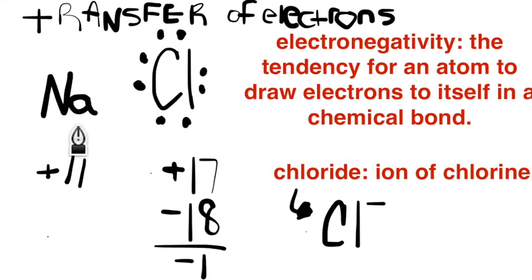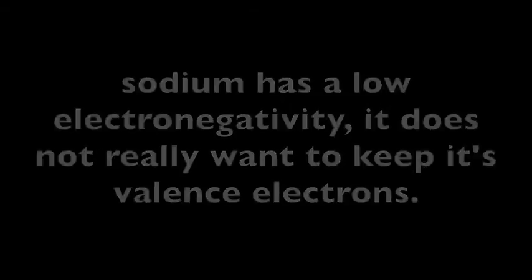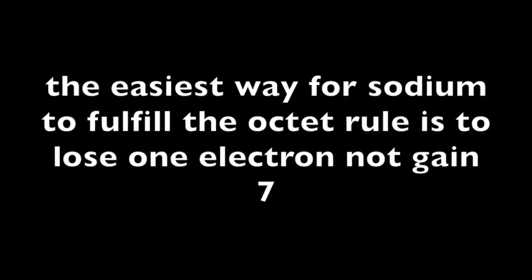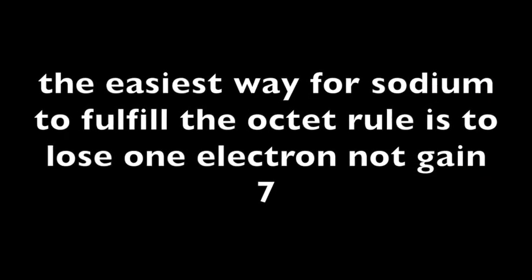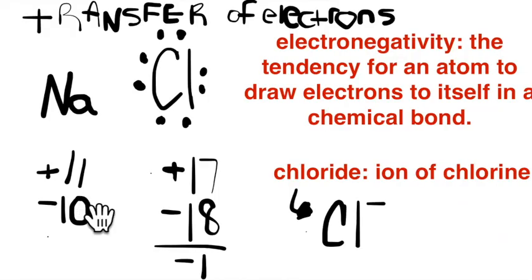You see, sodium has a low electronegativity. It does not want to keep electrons to itself. The easiest way for sodium to fulfill the octet rule is to lose 1 electron, not to gain 7, because gaining 7 is too much. It's easier to lose 1 electron. So they're all seeking to fulfill the octet rule. That's what they all want to do.